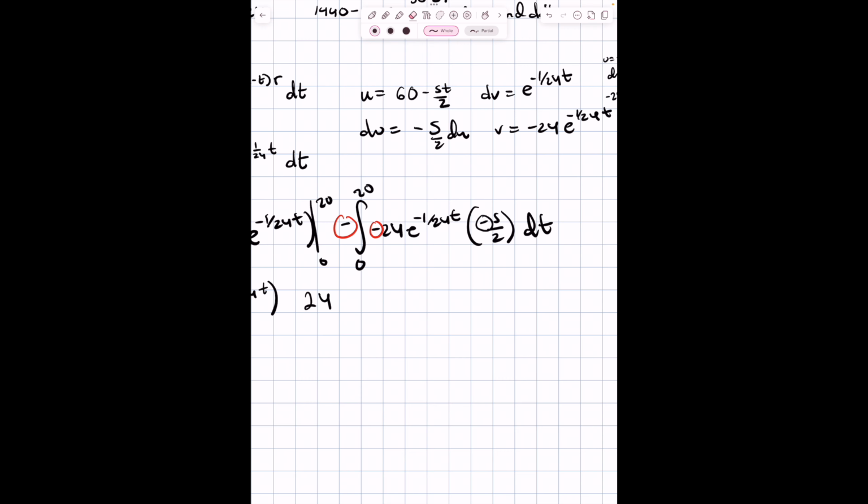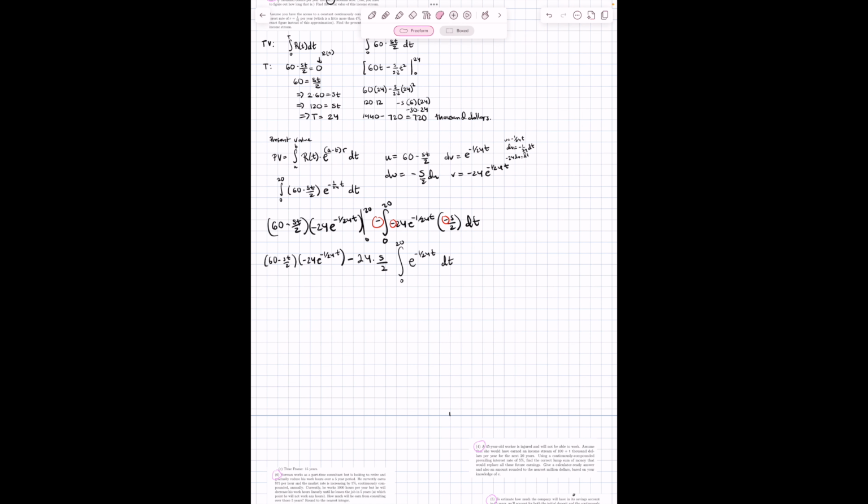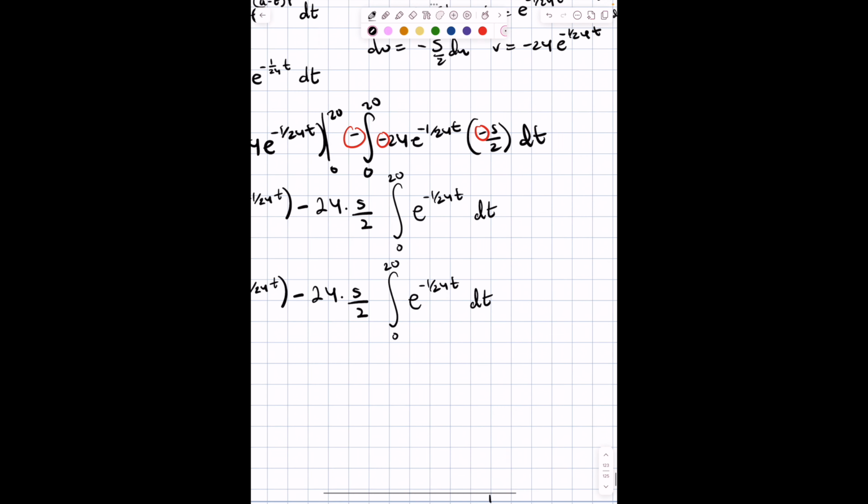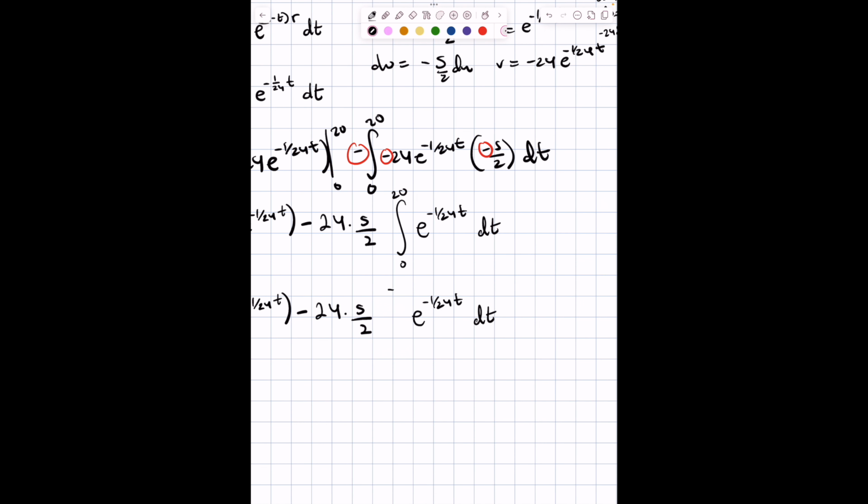So actually, I have three negatives here, so I'm going to turn that into a negative, and then I'm going to multiply this by 5 over 2. And then this turns into the integral from 0 to 20 of e to the negative 1 over 24t dt. If we look earlier, we did evaluate this already, so I'm just going to plug it in. So this is actually just equal to negative 24e to the negative 1/24t from 0 to 20.